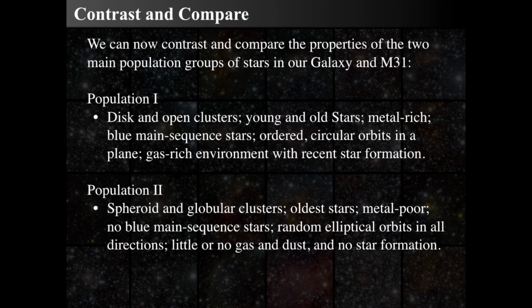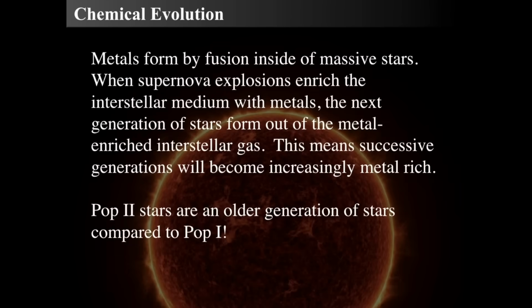In population 2 stars, however, they're in the spheroid, they're in the halo, they're in the globular clusters, they are the oldest stars, they're extraordinarily metal poor. There are absolutely no blue main sequence stars in their group. It's mostly G, K, and M type stars, mostly K and M type stars, and they're on random elliptical orbits in all sorts of directions, and they have no dust or gas, and they are never coincident with star formation. All right, so what this means is there's a chemical evolution of the entire galaxy.